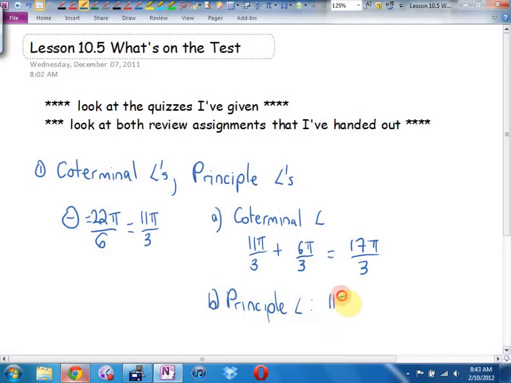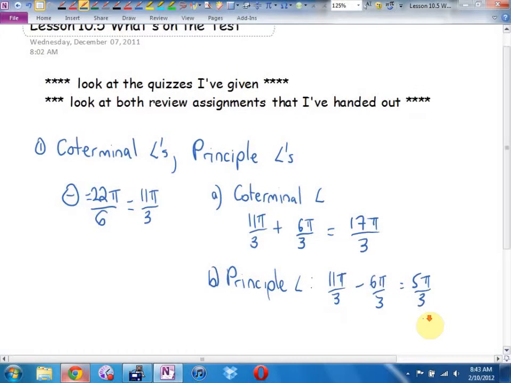Let's find the principal angle. Take the angle that they gave you, and since it's too big, subtract 2 pi, and keep doing that until you end up between 0 and 2 pi. My first attempt, I get 5 pi by 3. Is that between 0 and 2 pi? Yeah, that's the principal angle. Remember negatives, we go in the opposite direction. I would happily give you a negative one. So you need to know that.